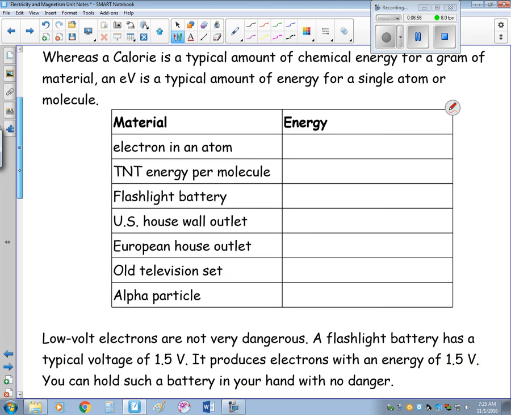So, if I have an electron in an atom, its energy is right around 1 volt. TNT, so dynamite, its energy per molecule is right around, again, 1 volt. A flashlight battery, it's right around 1.5 volts. In the United States, your house wall outlets, it's right around 110 volts.